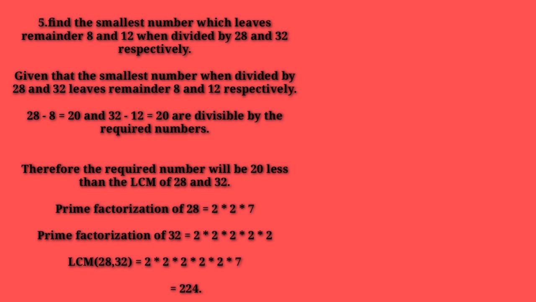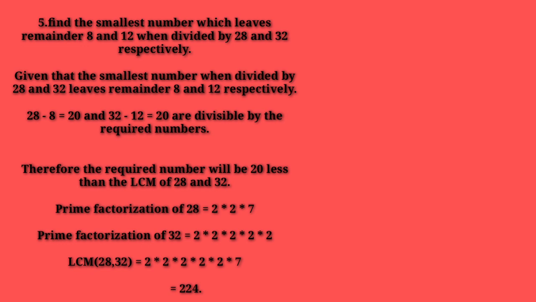Here in these questions, find the smallest. It means students, in this question you will have to find out LCM. Okay, so when the smallest number divisible by 28 and 32, you are getting remainder 8 and 12. That is smallest number you will have to find out. Okay students, from the given solution you can see that the prime factorization of 28 is 2 into 2 into 7, and the prime factorization of 32 is 2 into 2 into 2 into 2, right?